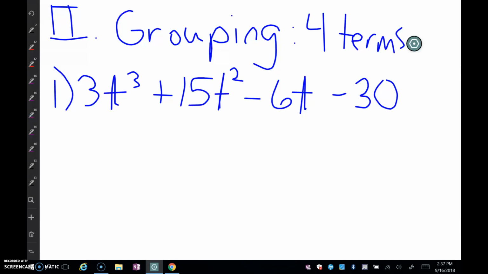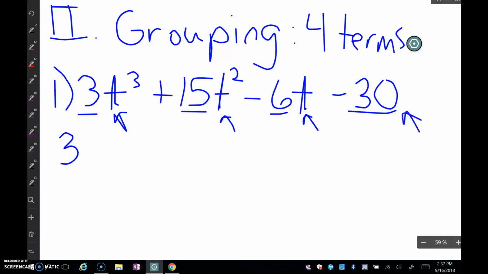A second technique that may come up is a factoring technique whenever we have four terms. This method is called grouping. If you go back to my first video, we always want to start with trying to factor out the GCF. All four of these terms have a 3 in common. The fourth term does not have a variable in it, so we can't factor a variable out. So my GCF for this problem is just a 3.